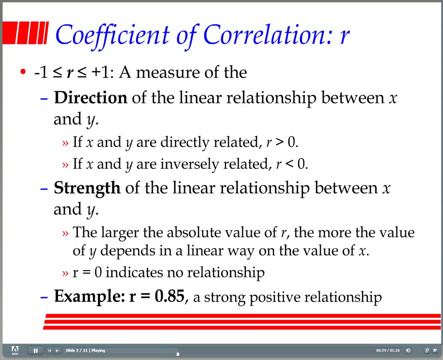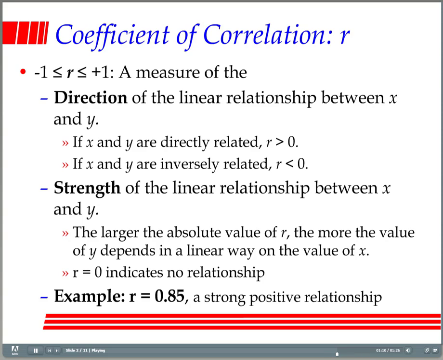R has a range from -1 to +1, and it's a measure of the strength of the linear relationship between x and y. If x and y have a positive slope, then r is greater than 0. If x and y have a linear negative slope, then r is less than 0. The closer the r value is to -1 or +1, the stronger the relationship between x and y, and the closer the data will fall to a straight line.